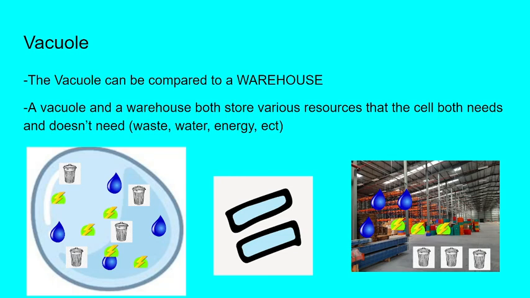Next up, we have the vacuole. The vacuole can be compared to a warehouse. A vacuole and a warehouse both store various resources that the cell both needs and doesn't need. We have waste, water, energy, etc. Here we can clearly see water, energy, and waste in both the warehouse and the cell and the vacuole, making them extremely similar.